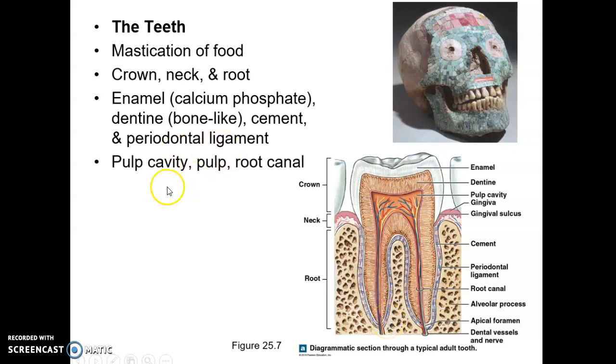Okay. So internally, you have the pulp cavity, which is filled with pulp, which is blood vessels and nerves. And then the pulp cavity that extends into the roots is the root canal. Okay? And at the bottom of the root is the opening, apical foramen, through which the blood vessels and nerves enter into the teeth. That's the apical foramen for entry of the blood vessels and innervation, nerves.